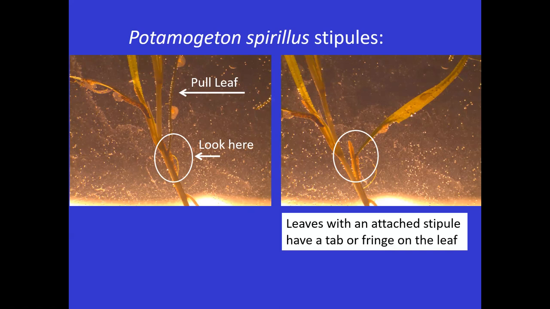If you have a plant that has a leaf, you know, maybe 1, 2, 3 millimeters wide, and you see that little fringy bit, it's probably Potamogeton spirillus. And there are a couple of others that you have to check, but it's probably spirillus. If it were much bigger or maybe up to 5 millimeters wide, it's probably fernleaf pondweed. Next.